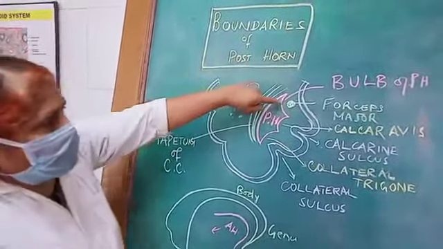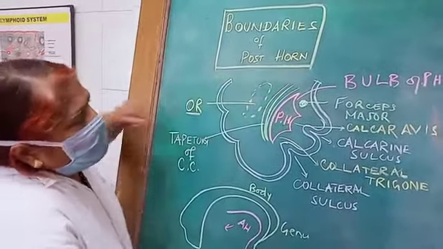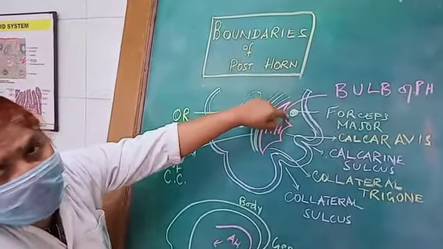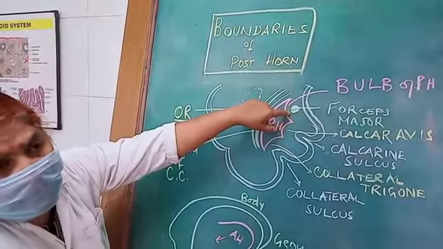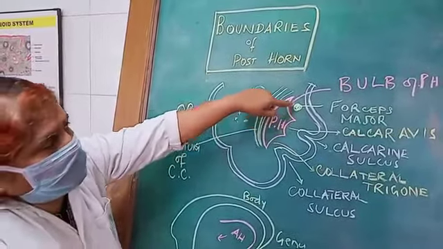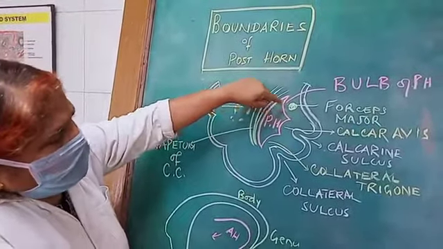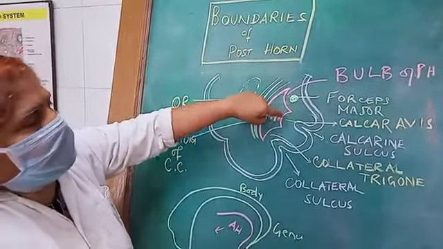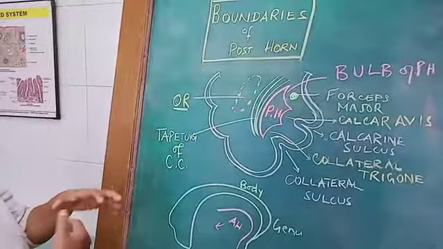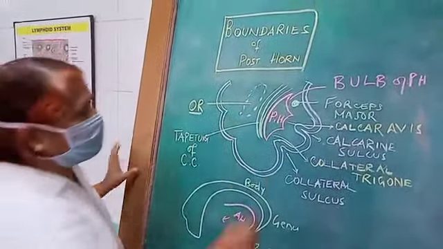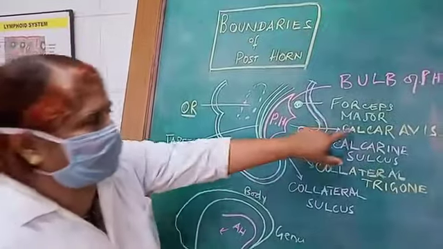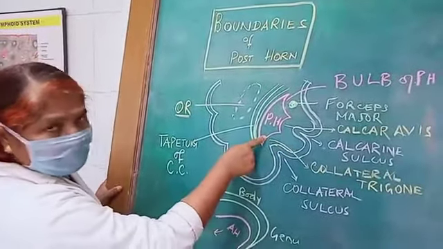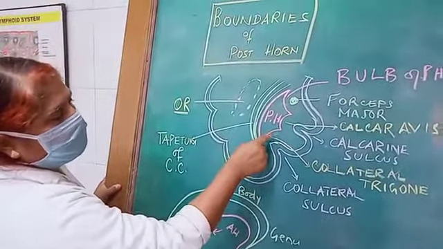Now on the floor, what are the structures? So floor, this is the elevation of the floor, and these elevations are respectively created by, first, the forceps major fibers. Forceps major fibers are those fibers which travel from one occipital lobe to the other occipital lobe. They will form this bulb of the posterior horn. So this is the bulb of the posterior horn. Next is called the calcar avis. Calcar avis is created by the calcarine sulcus. The sulcus projects into the deeper plane of the posterior horn. This elevation is created, which is called the calcar avis. And then comes the sulcus called collateral sulcus, which is invaginated towards the posterior horn, giving a structure. This is called the collateral trigone.